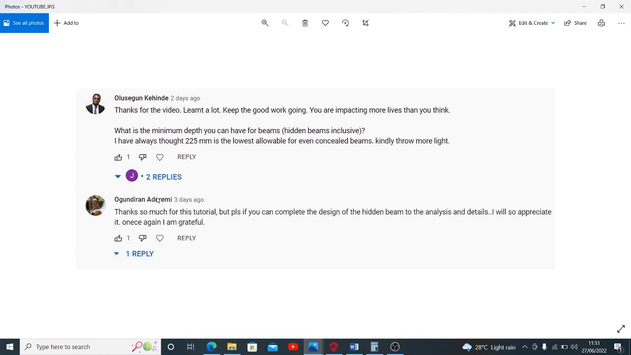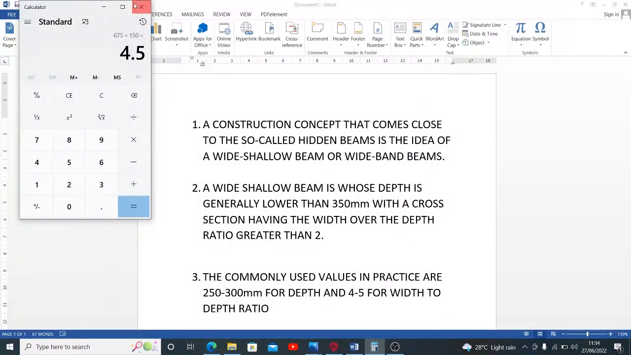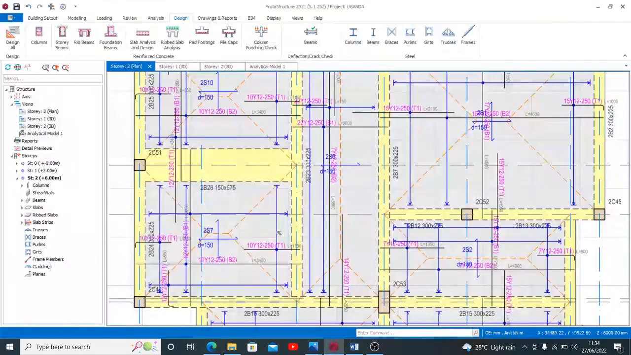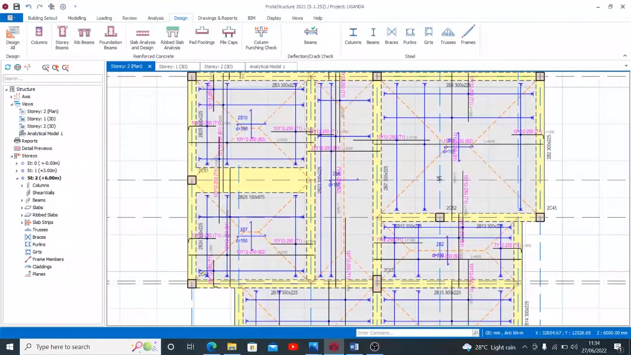And to answer Mr. Gudinron Adiremi, he says, "Thanks so much for this tutorial. Please, if you can complete the design of the hidden beam to the analysis and details, I will so appreciate it. Once again, I am grateful." So what I'll just do now is to complete that as he has requested. Having completed this, I want to show him how it looks.